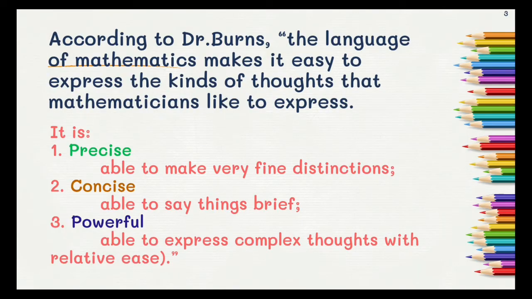According to Dr. Burns, the language of mathematics makes it easy to express the kinds of thoughts that mathematicians like to express. It's because of these three characteristics of the mathematics language. First, it is precise. It's able to make very fine distinctions, meaning synonyms are not used. The second characteristic is concise. It's able to say things briefly. Most of the time in mathematics, we use symbols. Third, it is powerful. It's able to express complex thoughts with relative ease because of these theorems.